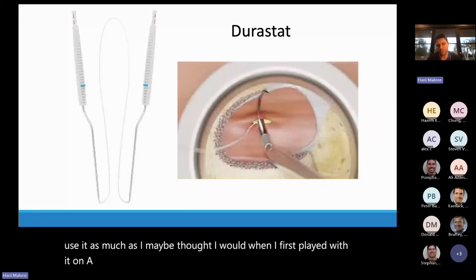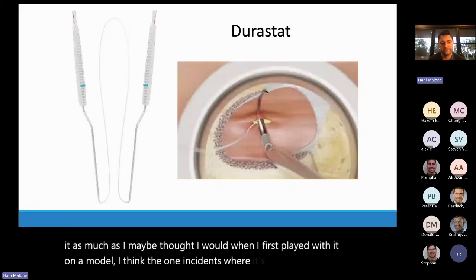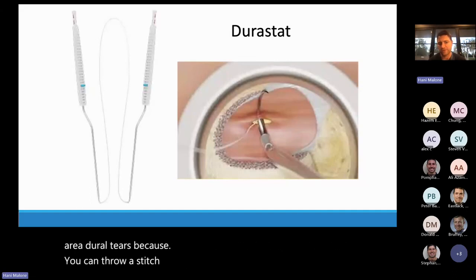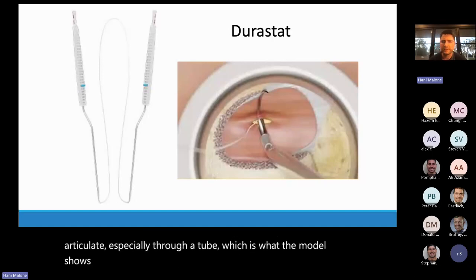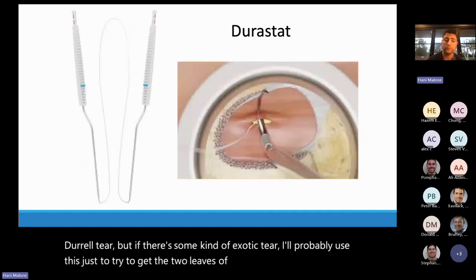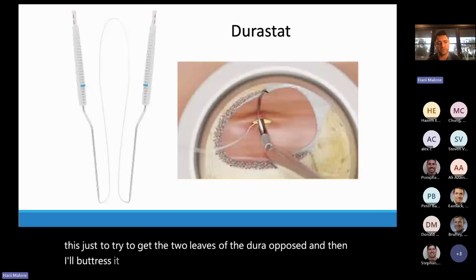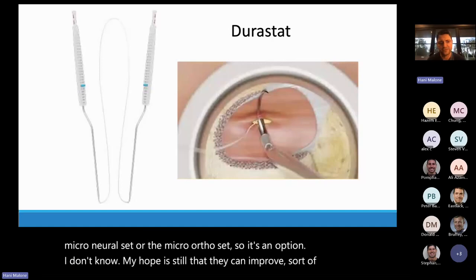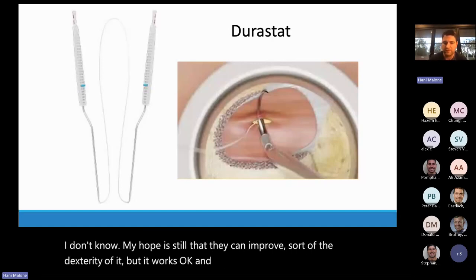I think the one scenario where it's really helpful is for those lateral or axilla area dural tears, because you can throw a stitch at an angle that your hand just can't articulate, especially through a tube, which is what the model shows here. So I would never use this for a run-of-the-mill dural tear, but if there's some kind of exotic tear, I'll probably use this just to try to get the two leaves of the dura opposed, and then I'll buttress it with a regular stitch thrown through, the micro neuro set or the micro ortho set. So it's an option. My hope is still that they can improve the dexterity of it, but it works okay. And again, in limited circumstances.